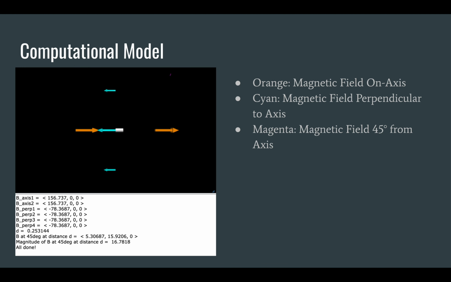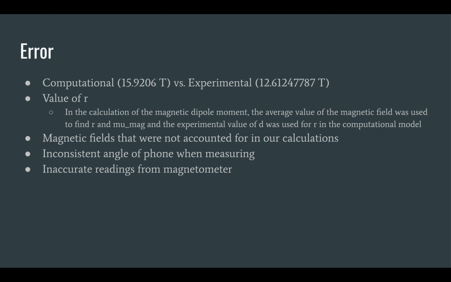And here is the computational model, where the orange is the magnetic field on the axis, the cyan is the magnetic field perpendicular to the axis, and the magenta is the magnetic field at 45 degrees from the axis.